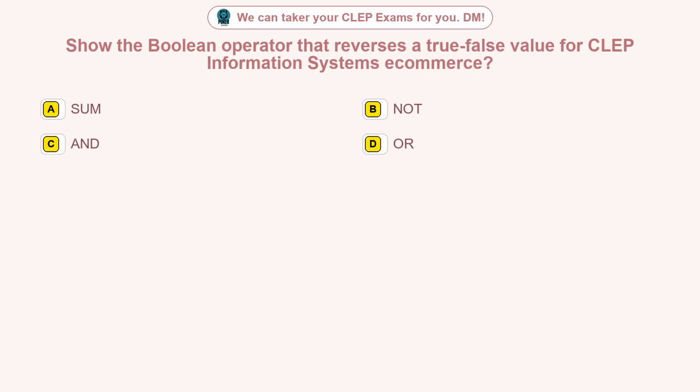Question 83. Show the Boolean operator that reverses a true-false value for CLEP Information Systems Ecommerce. Option A. Some. Option B. Not. Option C. And. Option D. Or. The correct answer is option B. Not.